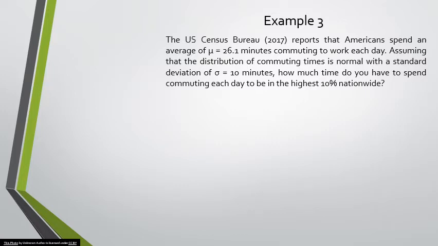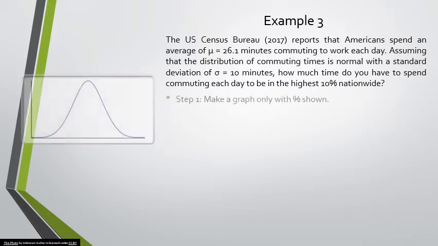Example 3. The Census Bureau reports that Americans spend an average of 26.1 minutes commuting to work each day. Assuming that the distribution of commuting times is normal, with a standard deviation of 10, how much time do you have to spend commuting each day to be in the highest 10% nationwide?